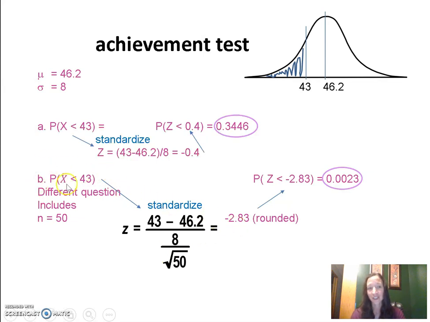So the probability that x bar is less than 43 when standardized is equal to the probability that z is less than negative 2.83. And while the picture should still look the same, the area under the curve is much, much smaller. So the probability for a single occurrence you could see is much greater than the probability of the average of 50 occurrences being in the extremes.